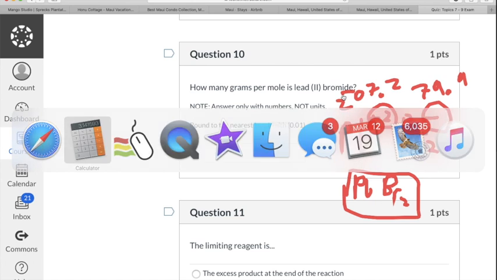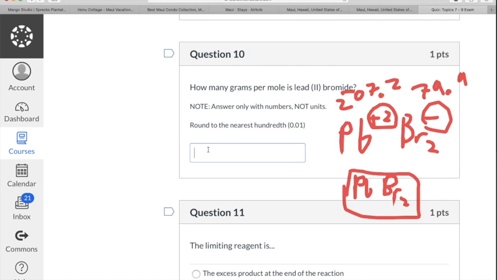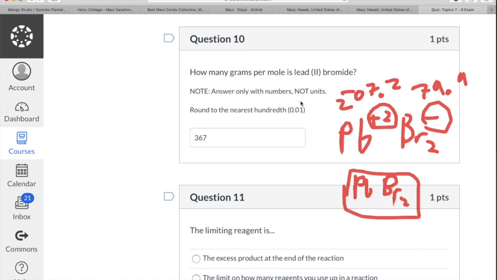Grab out my calculator again. So I have 2 times my 79.9, and then I'll add that to my one 207.2. And that's going to be 367 on the nose, it looks like. There's a small room for error. If you get 366.9 or something, you should still get full credit for that.